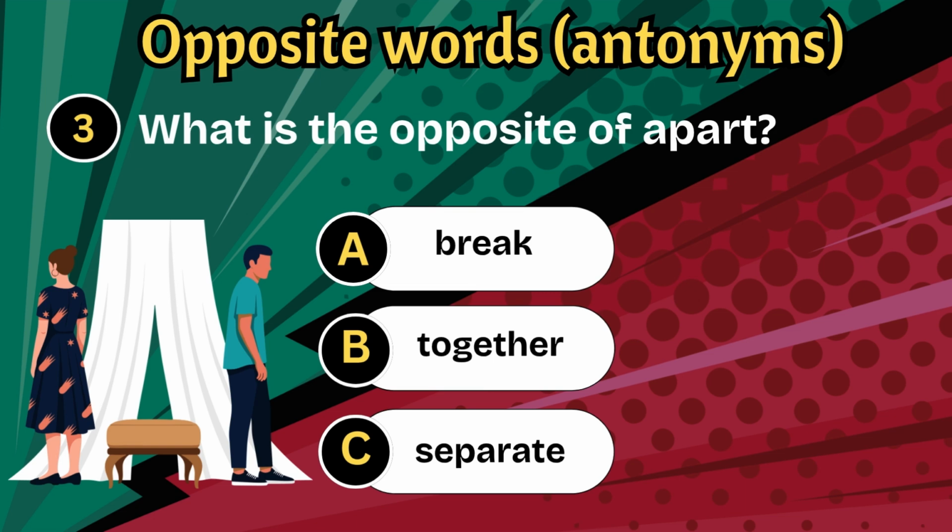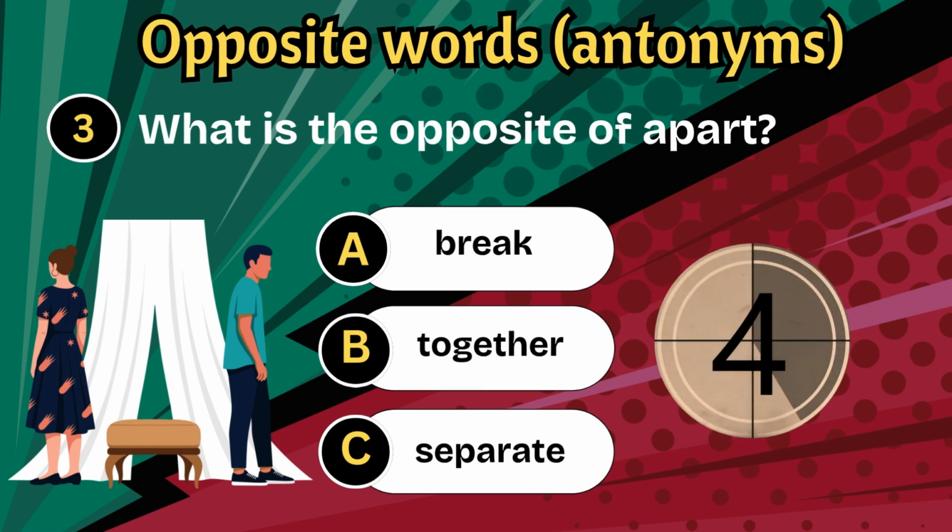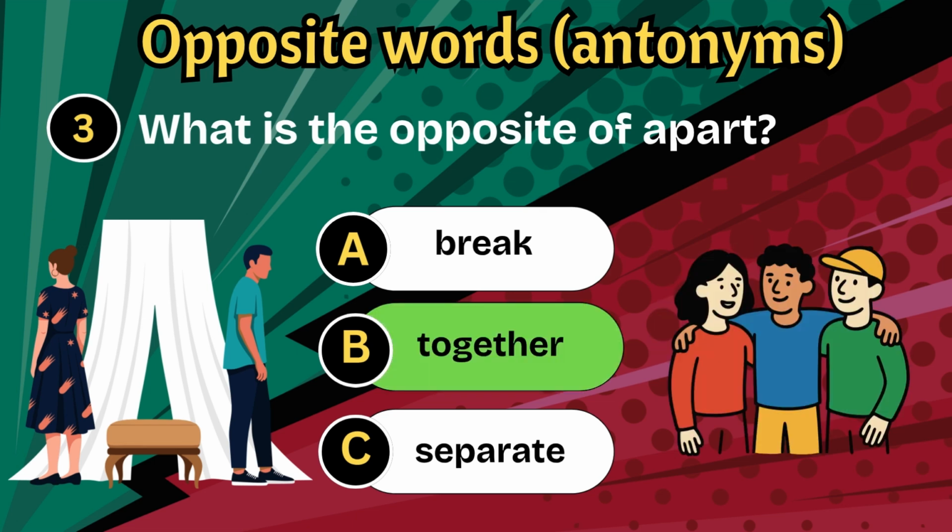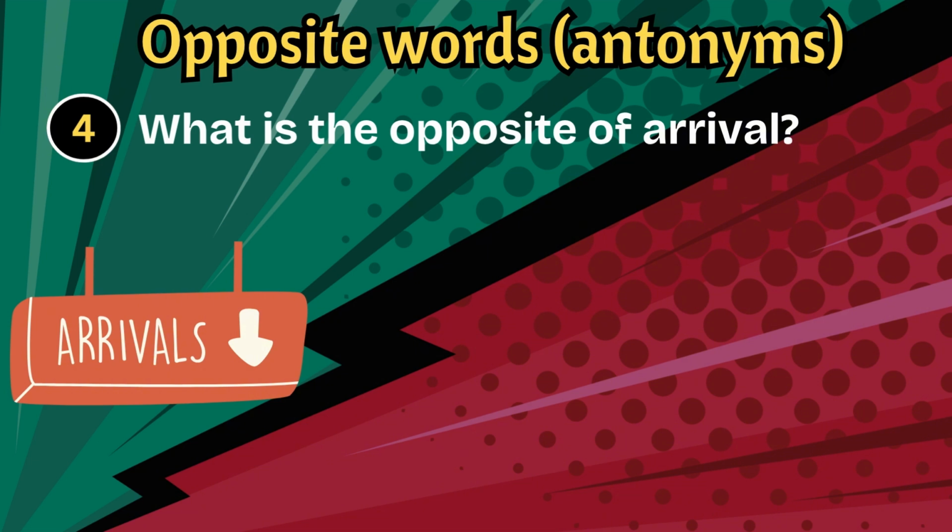Apart means separated by a distance or by time. The correct answer is together. Together means they are close or joined. What is the opposite of arrival?